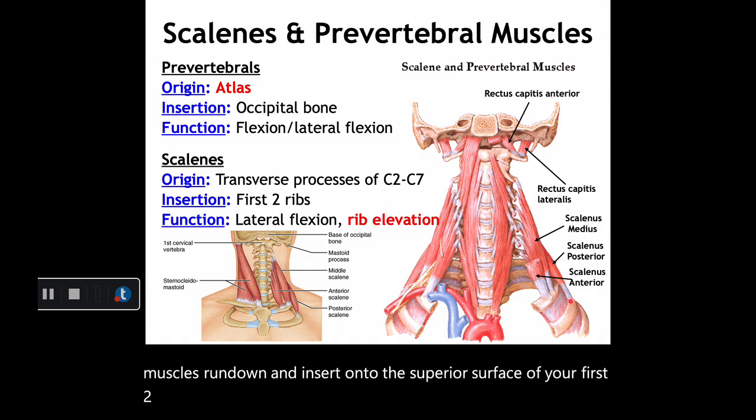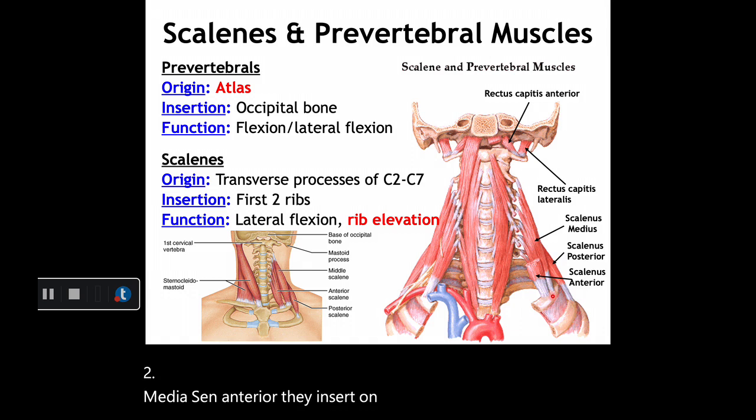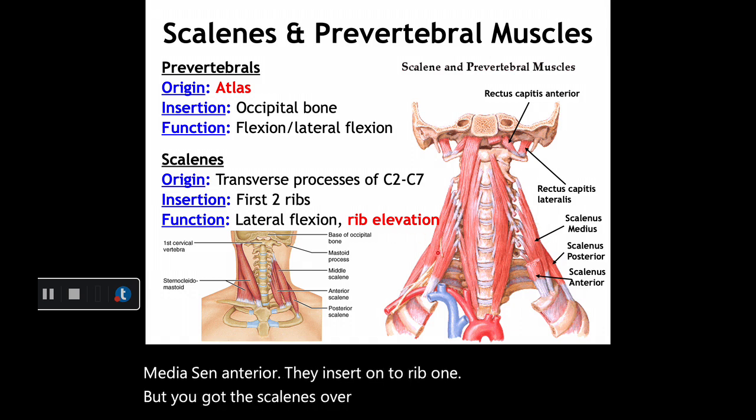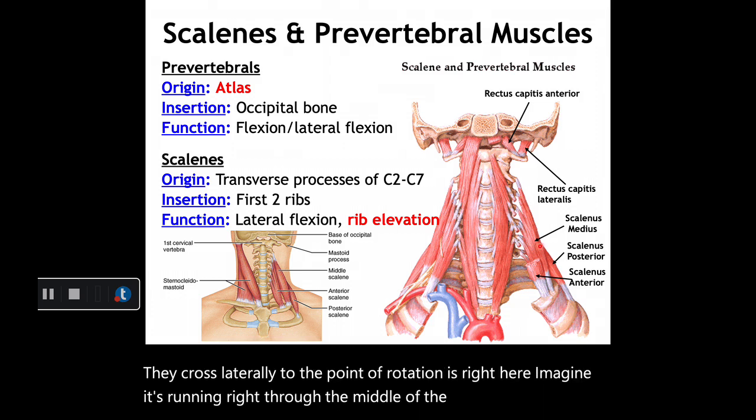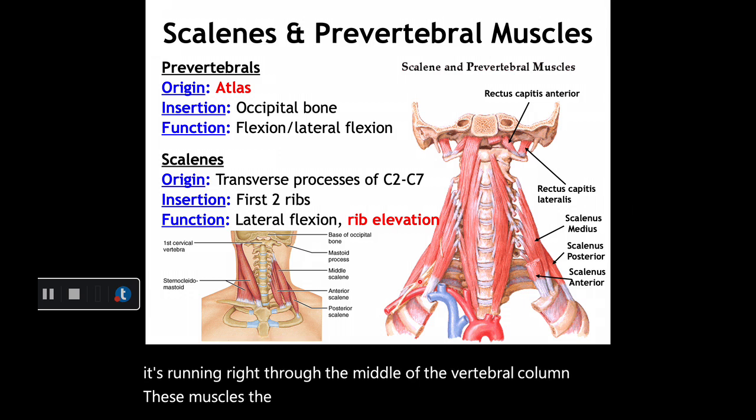Scalenus posterior actually is the one that inserts onto rib 2. Medius and anterior, they insert onto rib 1. But you got the scalenes over here and the scalenes over here. They cross laterally to the point of rotation, which is right here. Imagine it's running right through the middle of the vertebral column. These muscles, the scalenes, they cross that joint laterally.